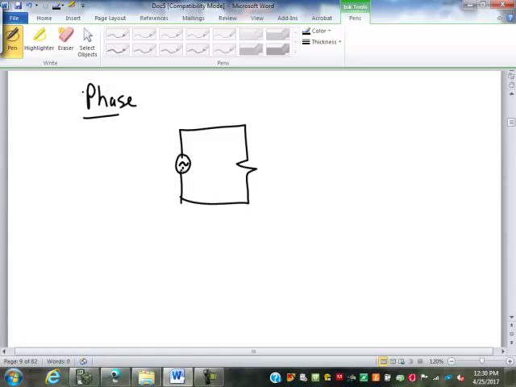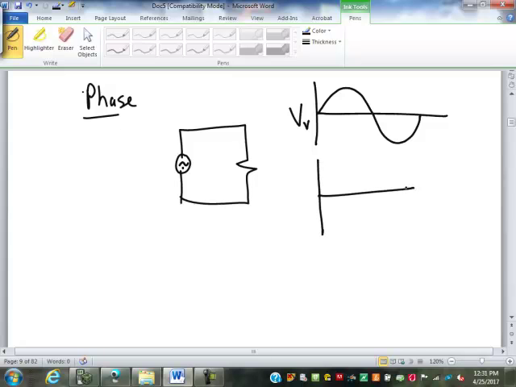As the voltage source increases, the voltage across the resistor increases, right? Here's the voltage source, V sub V, the voltage at the voltage source. And it's going to continue like that. The voltage across the resistor is identical. That's referred to as in phase. So they are perfectly in phase with each other.